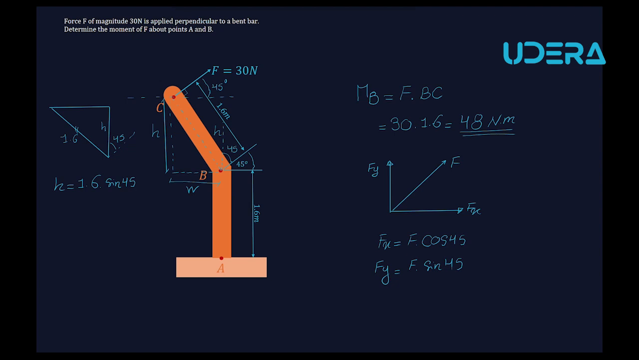W will be 1.6 cosine of 45. So I found these two dimensions. Now I can easily find the distance between the point A and the lines of actions of two force vector components.